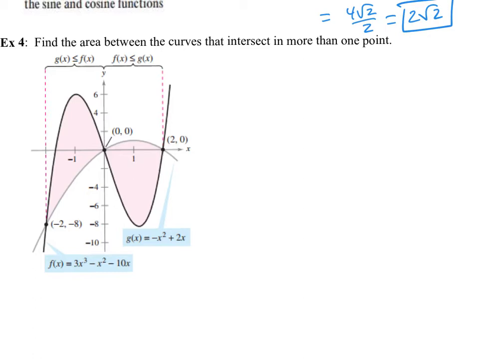Now in this next example, we're going to find the area between the curves that intersect in more than one point. So you'll notice that we actually have 2 areas that we're going to add together here.